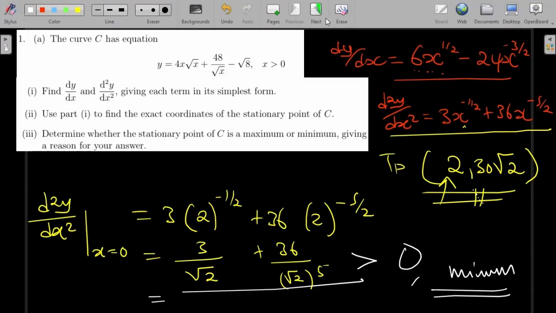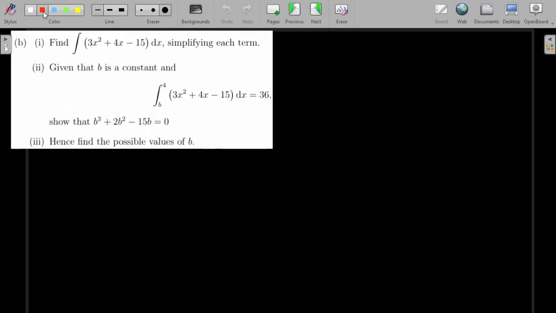We'll go to question 1B. So question 1B, they're saying find the integral of 3x squared plus 4x minus 5 dx. Simplify each term. So when we are integrating now, we're doing the opposite of what we are doing when we are differentiating. So remember we had a x to the power n, right? So I said when you are differentiating this, you're just saying n a x to the power n minus 1.